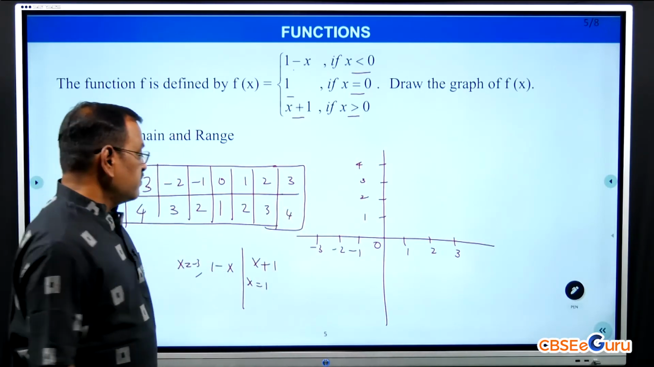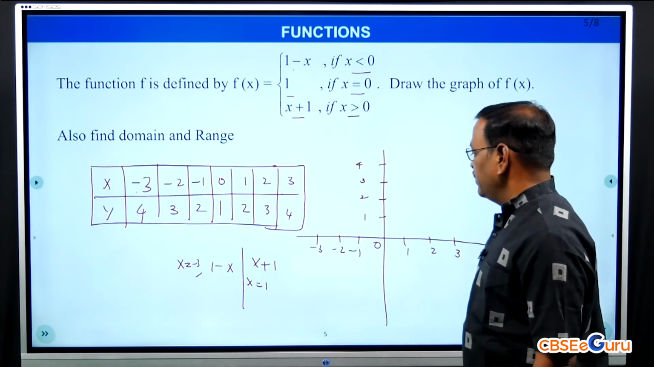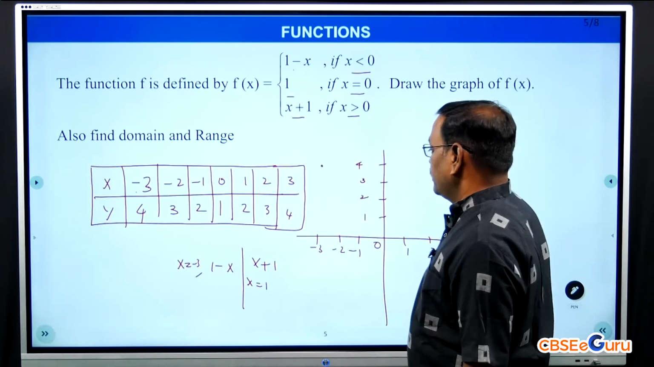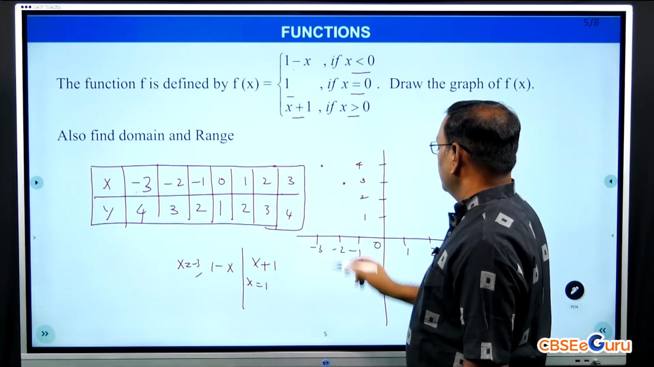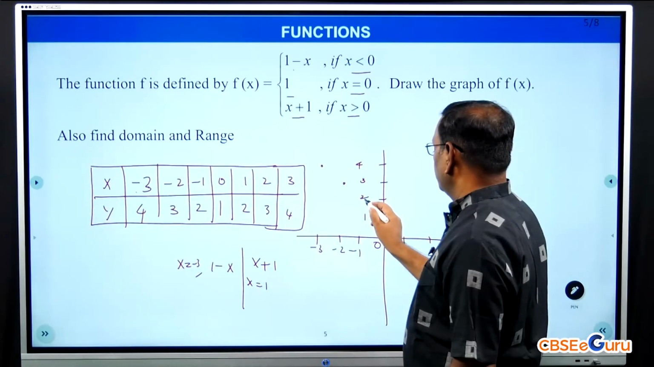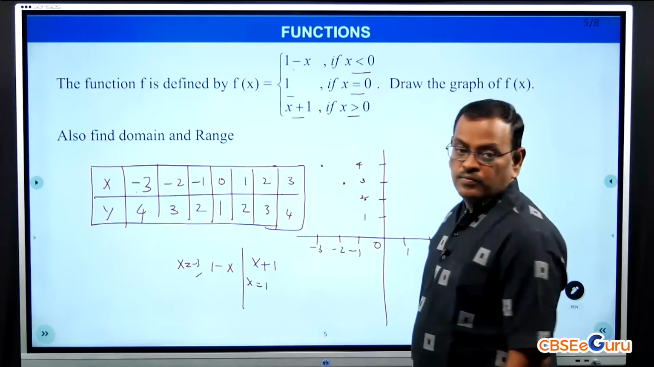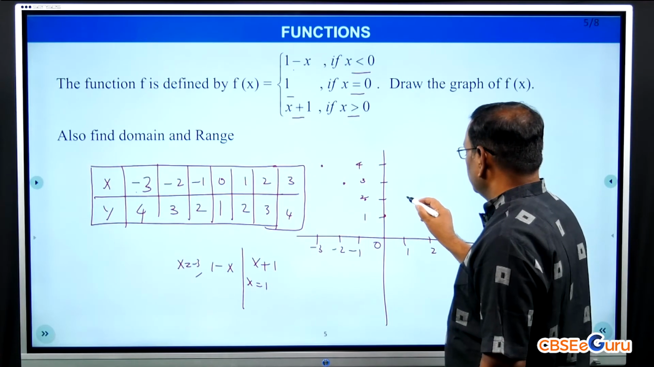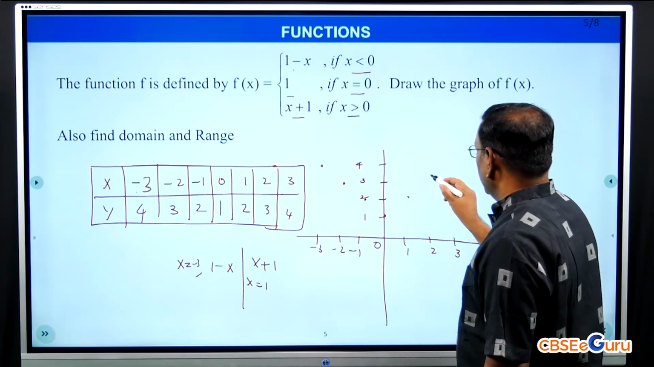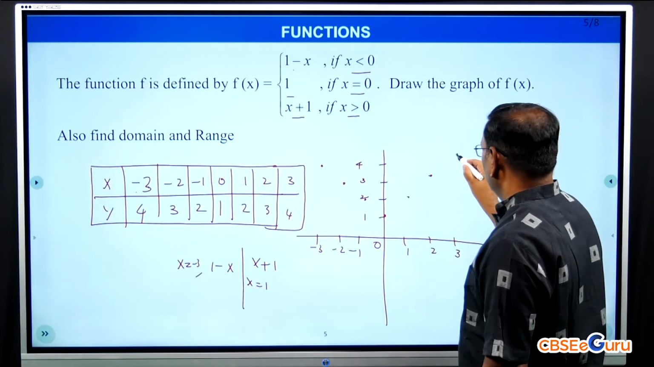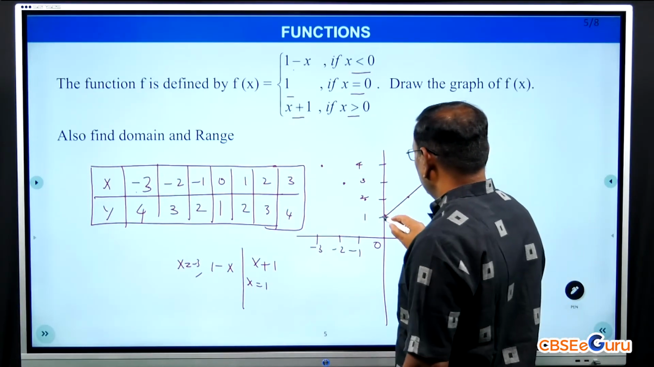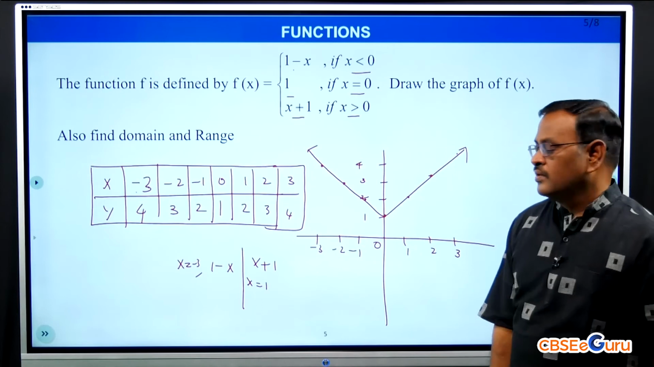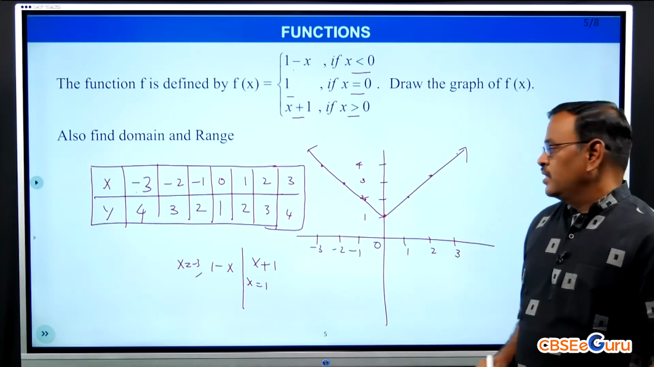Plot all the points in the graph. X equal to minus 3, y equal to 4. This point. x equal to minus 2, y equal to 3, x equal to minus 1, y equal to 2, and x equal to 0, y equal to 1, x equal to 1, y equal to 2, x equal to 2, y equal to 3, and this is 4. This is the graph. Based on the values in the table, the graph is drawn.